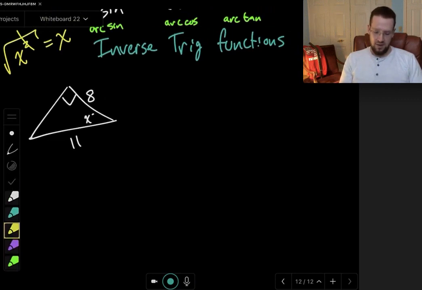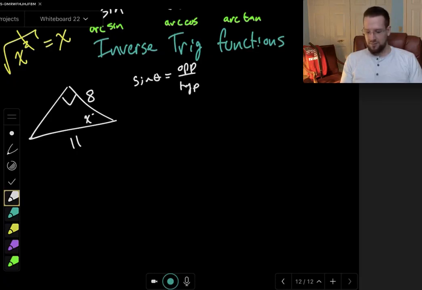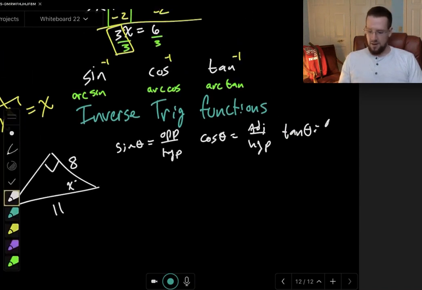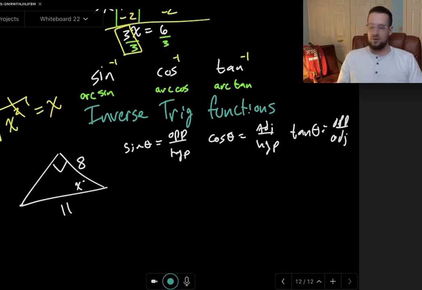So let's just look at what we have here. Remember, sine of an angle is the opposite over the hypotenuse. Cosine of an angle is the adjacent over the hypotenuse. And tangent of the angle is the opposite over the adjacent. And again, this is at least the 50th time I'm writing this down, so you should of course have these somewhere.